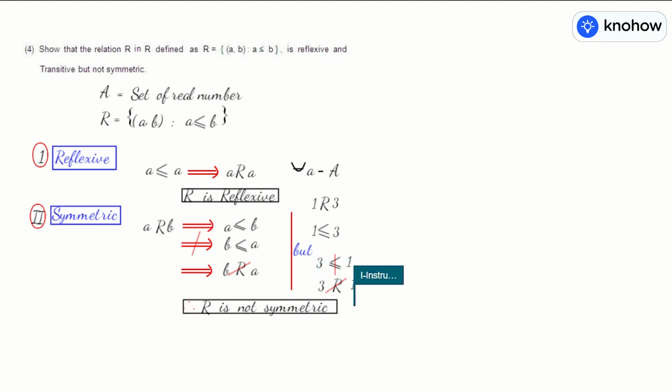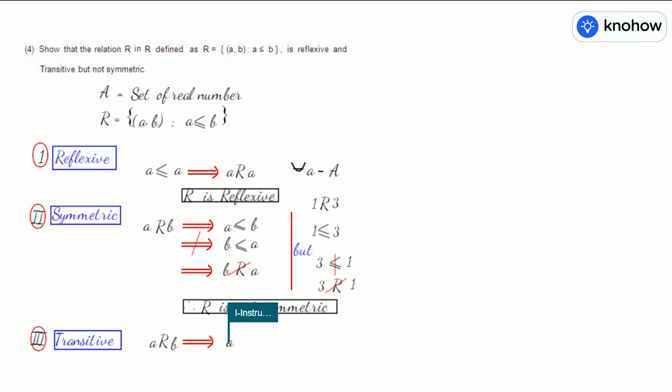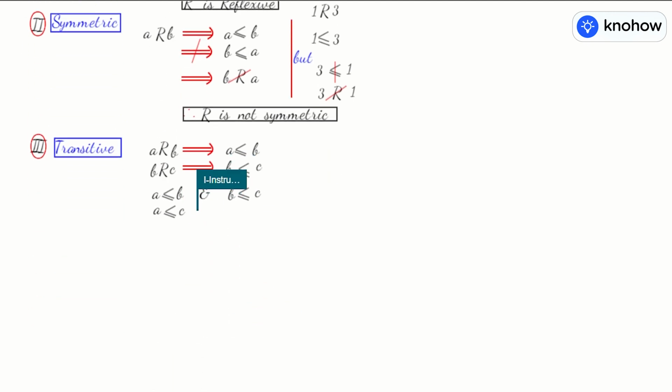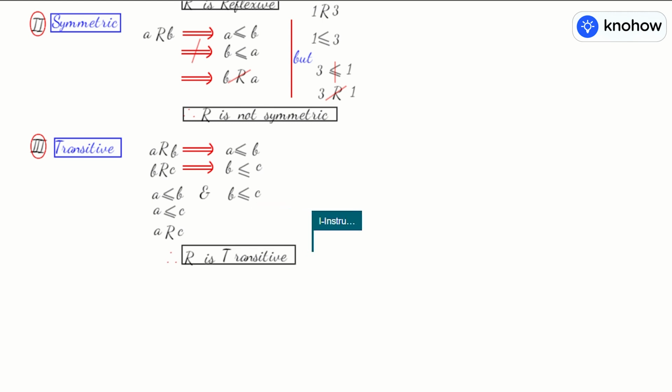And now finally let's check transitive. The given relation is transitive, as A related to B implies A is less than or equal to B, and B related to C implies B is less than or equal to C. And by simple property of inequality, if A is less than or equal to B and B is less than or equal to C, then A has to be less than or equal to C, which confirms that A is related to C, or the given relation R is transitive. And hence the given relation is reflexive and transitive but not symmetric.